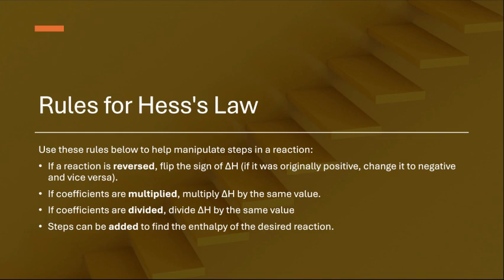Similarly, in the third rule, if we divide a reaction's coefficients, we must divide delta H by the same factor. So if we're dividing the coefficients of an equation by 2, and the delta H was originally 4, then you would divide the delta H as well. So we'd get 4 divided by 2, which is equal to 2. The new delta H would be 2 in that case. Then if we add the reactions together, we also have to add their delta H values.